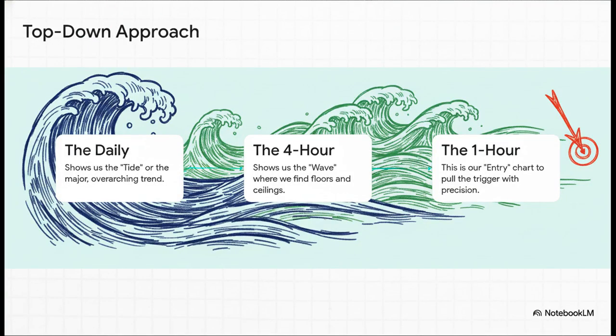The daily chart, that shows us the tide, the major overarching trend. Then we have the 4-hour chart. This shows us the wave, and this is where we identify the really significant floors and ceilings. And finally, the 1-hour chart. That's for our entry. It's the map we use when we're ready to pull the trigger with real precision.